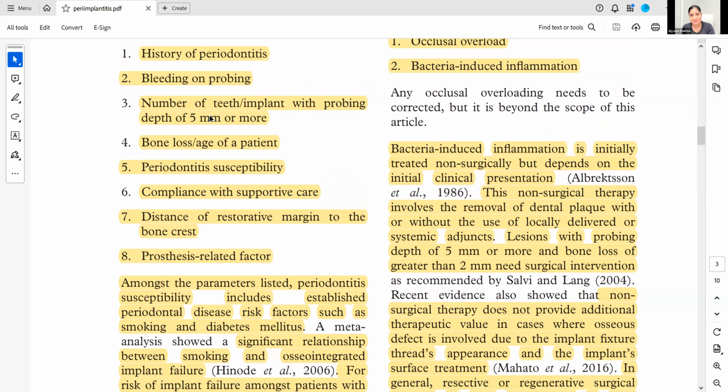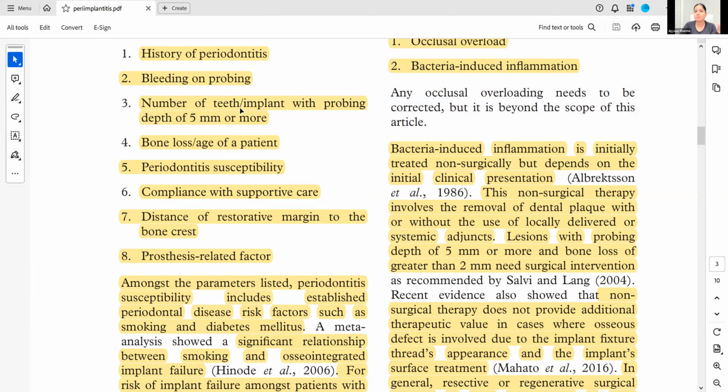So for the risk assessment, these 8 factors are: history of periodontitis, presence of bleeding on probing, and the number of teeth or implants which have a probing depth of 5 mm or more. Even the teeth count, because if the other existing teeth have probing depth 5 mm or more, that would indicate active periodontal disease in the natural teeth, which would indicate a risk for the implant to develop peri-implantitis, if you know what I mean. The number of teeth and implants, both with higher probing depths, put the patient at risk.